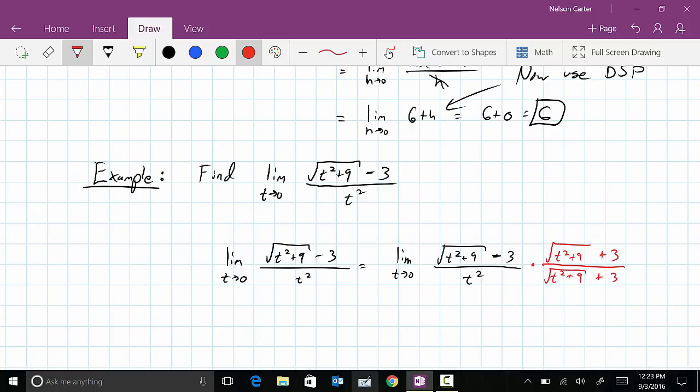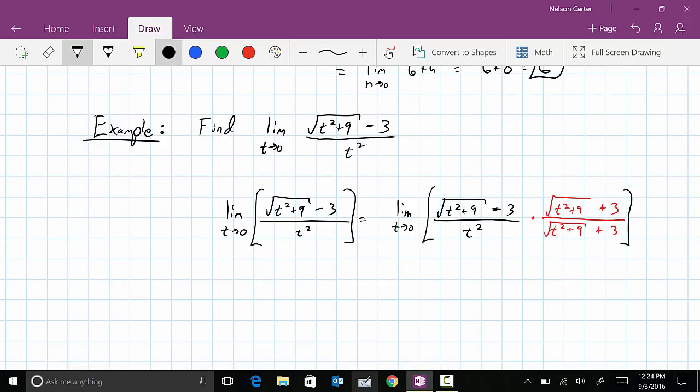And this is just multiplying by 1. So it used to be that we were finding this limit, but now we're multiplying by 1. So when we do that, you would have to FOIL here. Okay, you'd have to FOIL between here, but you don't have to FOIL between there if you can realize that this is just a difference of squares.